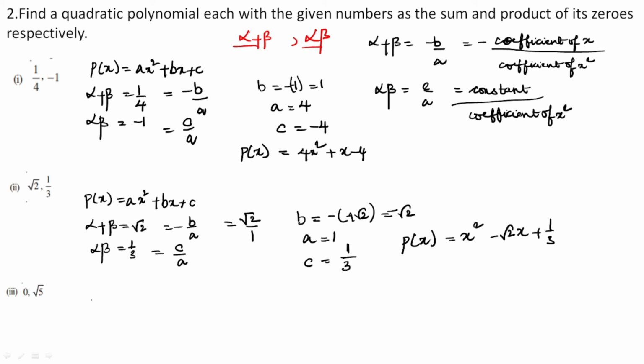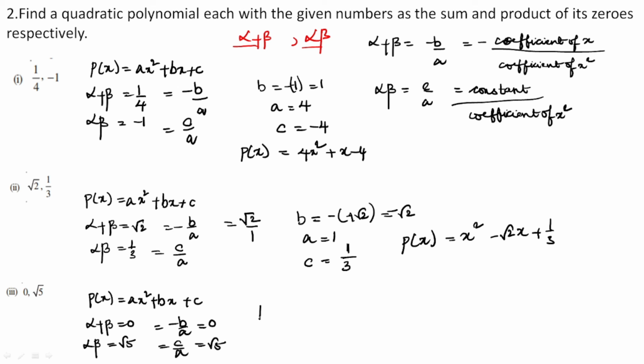Now, when the roots are 0 and root 5, for the general polynomial expression the sum of roots is 0 and the product of roots is root 5. So minus b by a is 0, and c by a is root 5. Now because alpha plus beta is 0, b is definitely 0, since a cannot be 0, as it would become infinite in the denominator. So b will be 0 and a is 1, so c is going to become root 5.